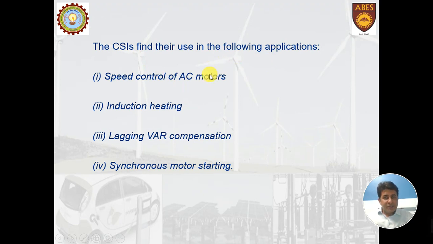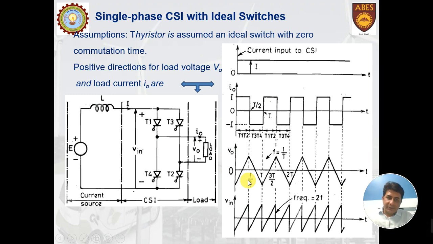These are the typical applications of current source inverters. They are used in speed control of AC motors, induction heating, lagging VAR compensation, and for synchronous motor starting.